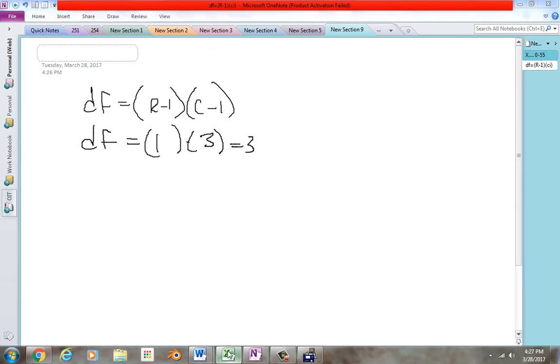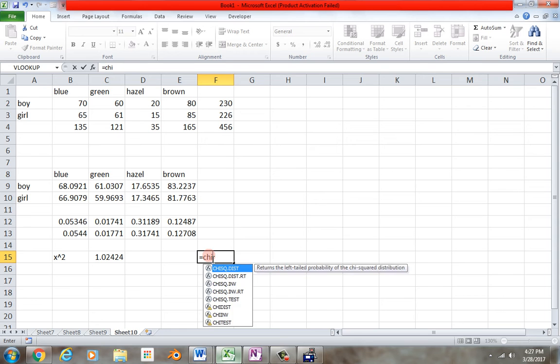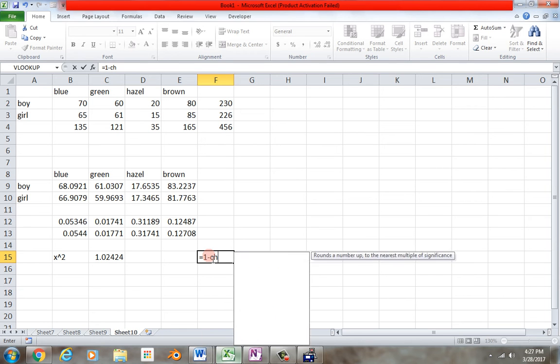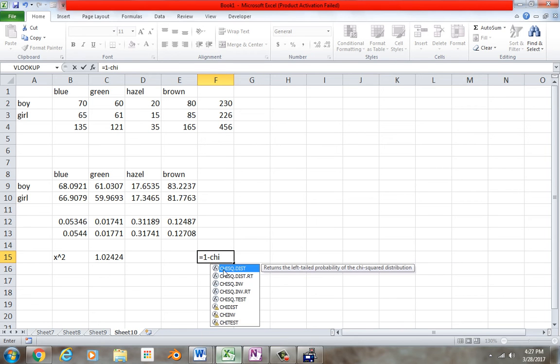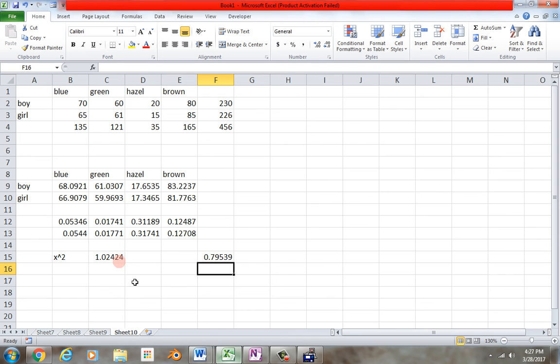Okay. So I can do this a number of ways, but in my opinion, it's the easiest way because it is just an upper tail test, so go equals 1 minus chi-square dot dist of this guy, comma 3 degrees of freedom, comma 1. And so I get a 79% p-value.